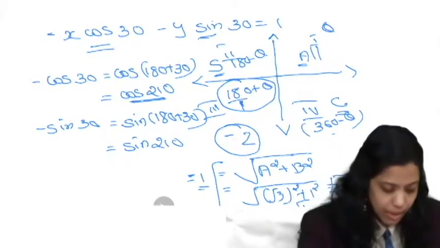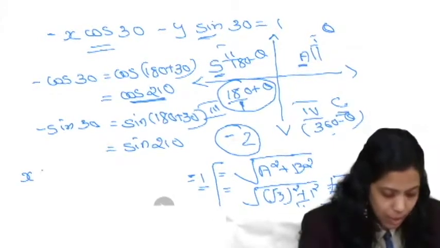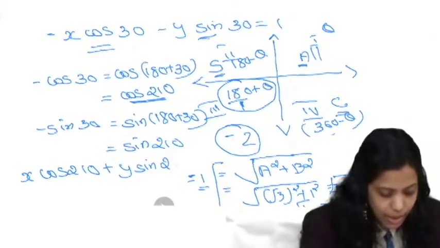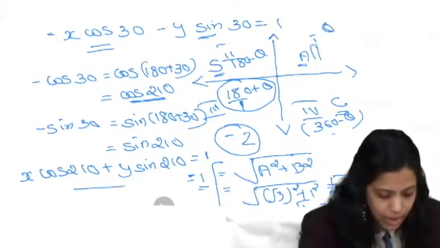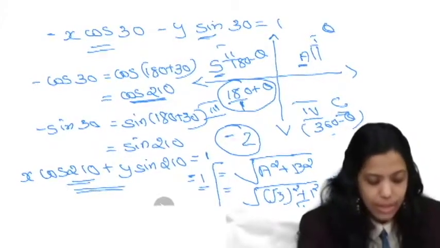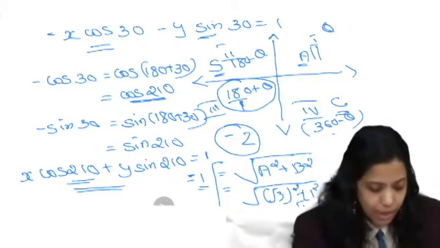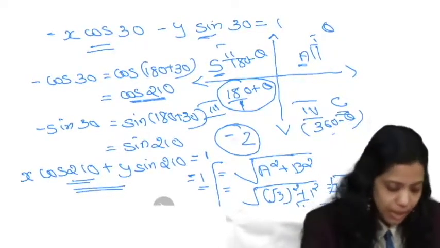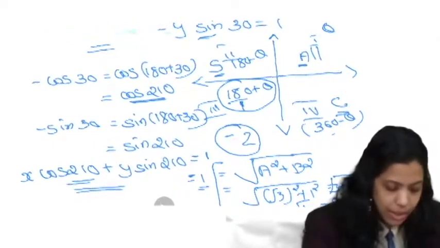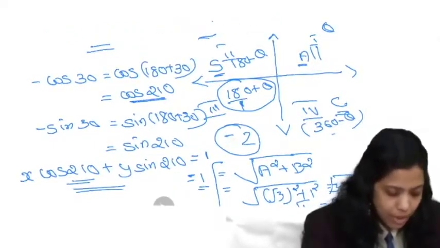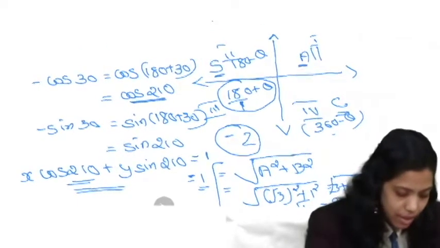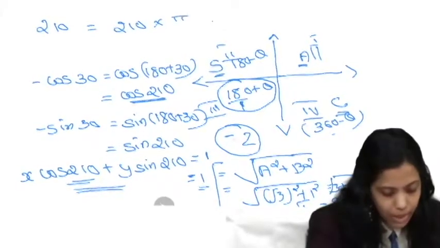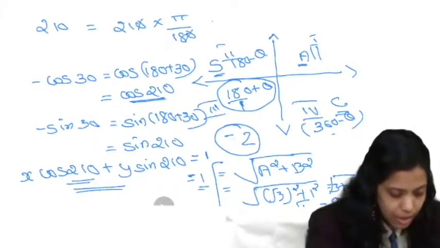So here we got the correct form, x cos 210 plus y sin 210 equal to 1 itself. So the value of theta is 210 and the value of p is 1. It is given in 210, which means it is in degrees. So if you want to convert into radians, we can multiply 210 by pi by 180. So we get 210 degrees equals 210 multiplied by pi by 180. We can do the cancellation.